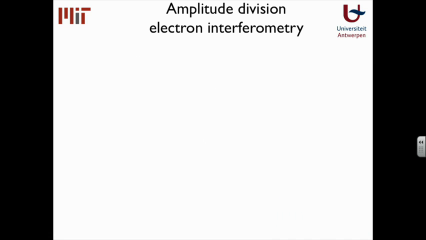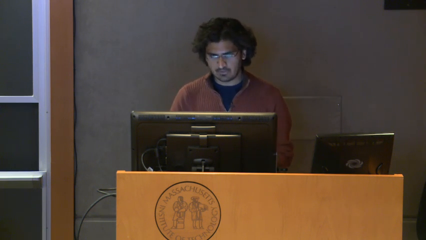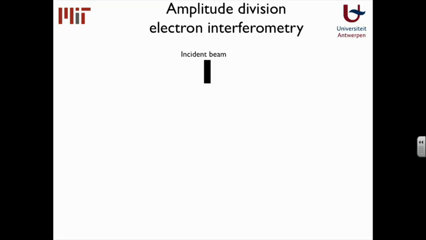Foundation. So let me start off by talking a little bit about interferometry in general and amplitude division interferometry in particular. So in any kind of interferometry, the basic aim is to take the beam, it could be an electron beam or a photon beam, and divide it into two or more components, and then recombine those components with one another to obtain interference.